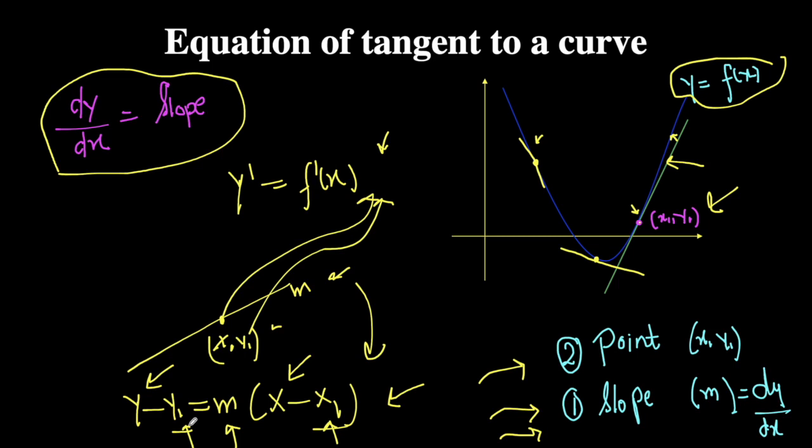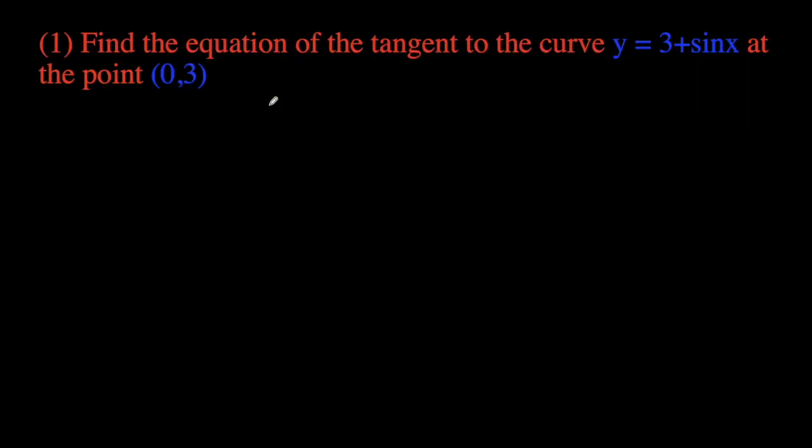In some cases the function will be given, the slope will be given, and only one coordinate of the point will be given. In that case you have to find the other coordinate y1. To find that, you just put x1 into the function and you will get its y1 value. Now let's start with the questions.